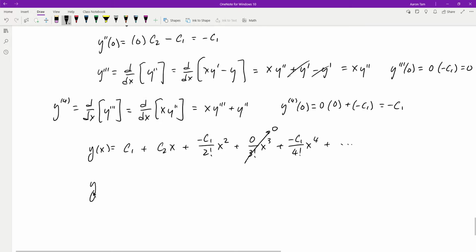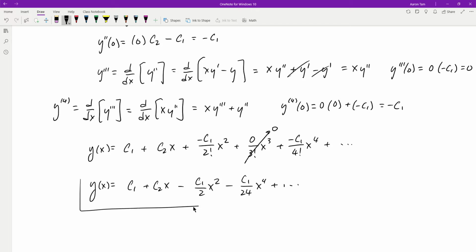And now I'm going to clean up my answer. So my answer is y of x equals c1 plus c2 x minus c1 over 2 x squared minus c1 over 4 factorial, which is 24, x to the fourth plus dot dot dot. And so that would be our answer. And without knowing c1 and c2, we are unlikely to be able to figure out what the answer to this equation is.